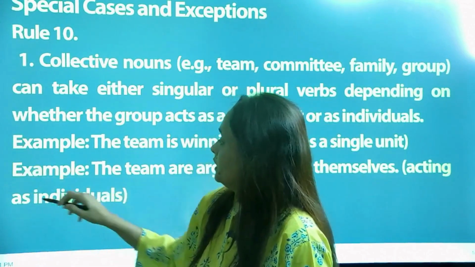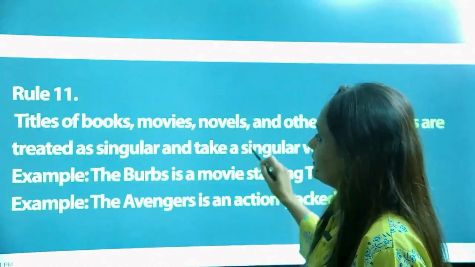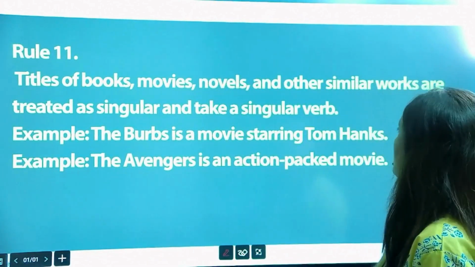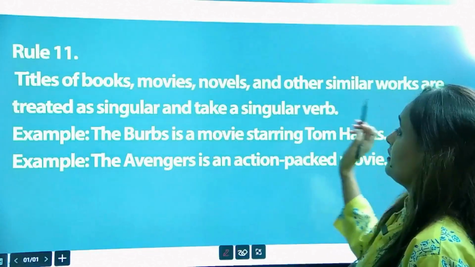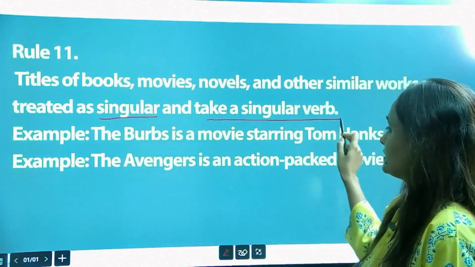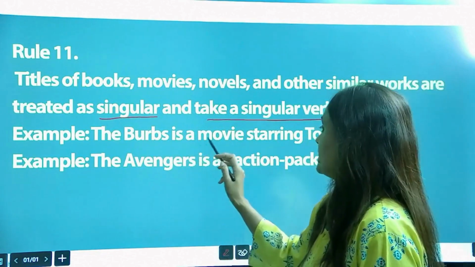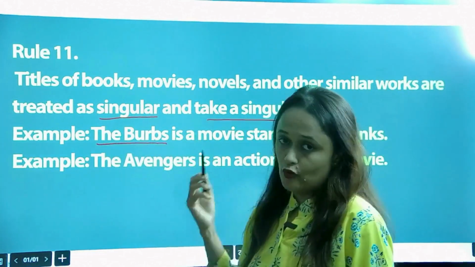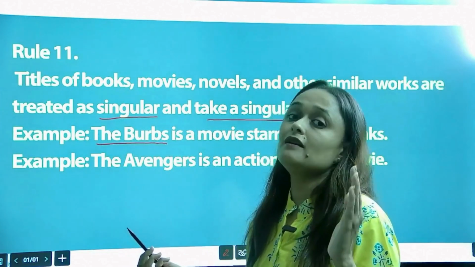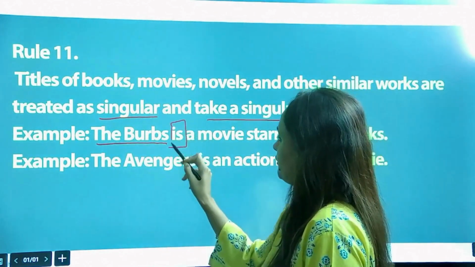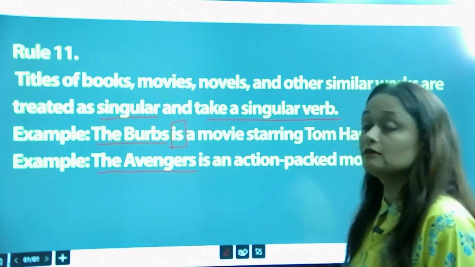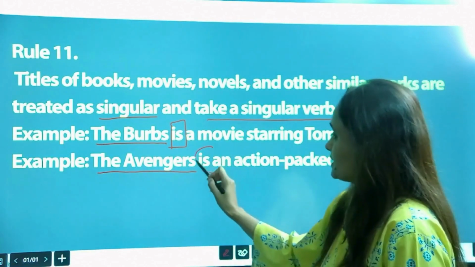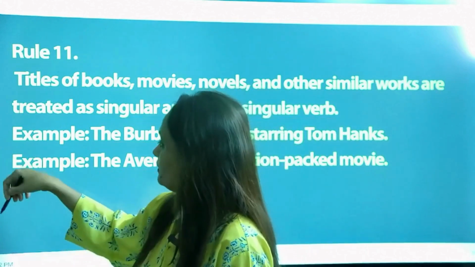Now, what does rule 11 say? Titles of books, movies, novels, and other similar works are treated as singular and take a singular verb. For example, The Wolves is a movie starring Tom Hanks. So this is the name of the movie. Of course, the name of the movie we are going to consider as a singular subject, so a singular verb will be used. The Avengers, again a movie. Avengers is an action-packed movie. Here we are talking about one movie.